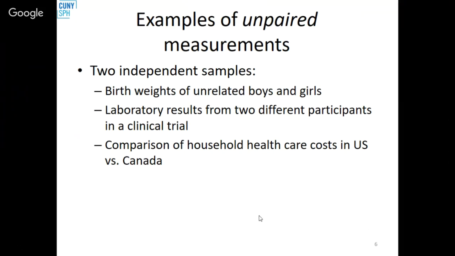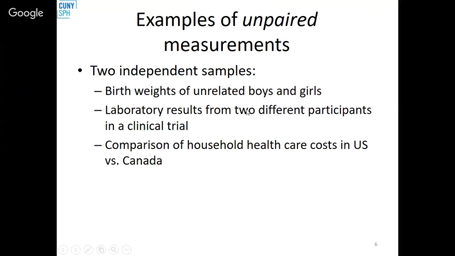So some examples of unpaired measurements. These could be, let's say, the birth weights of unrelated boys and girls. If you were comparing, you had a hypothesis, your null hypothesis is that birth weights are the same for boys and girls, and you look at independent samples.